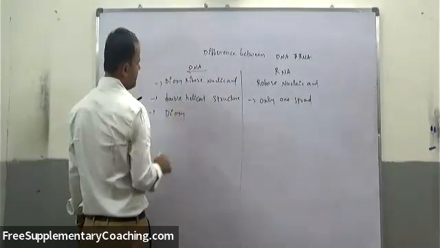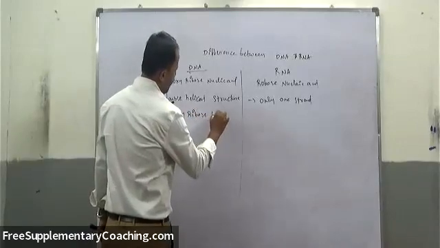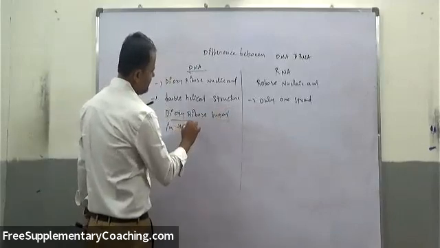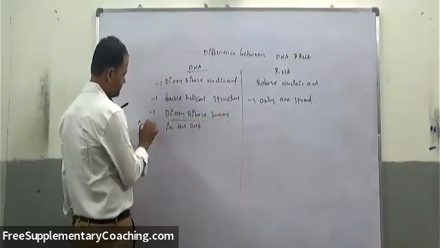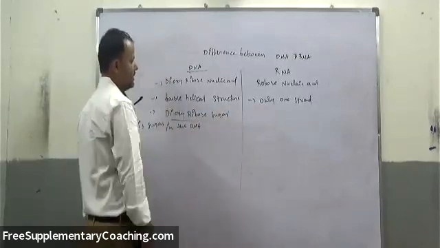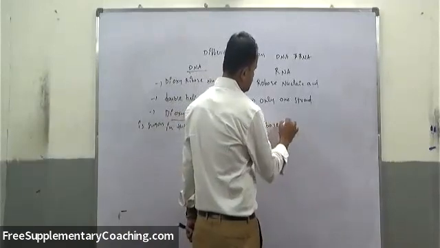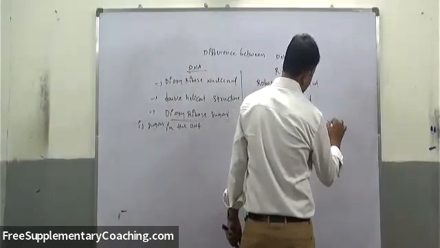The next one: which one is the sugar in the DNA? Deoxyribose sugar is the sugar in the DNA. Here, ribose sugar is the sugar in the RNA.